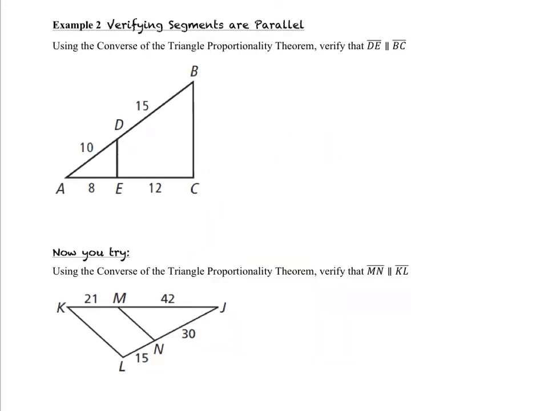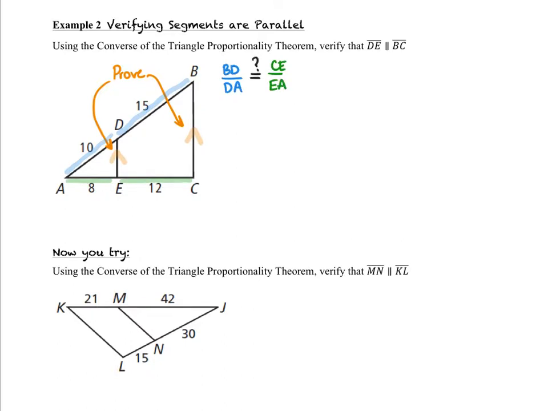Example 2 reads, using the converse of the triangle proportionality theorem, verify that segment DE is parallel to segment BC. This means we need to start out by checking to see if our side lengths are proportional, and if they are, we can prove that the lines are parallel using that theorem. When we set up our proportion, it's going to have a little question mark over our equal sign because we're not sure if they're proportional, but we're checking for it. So we want to know if BD is to DA as CE is to EA.